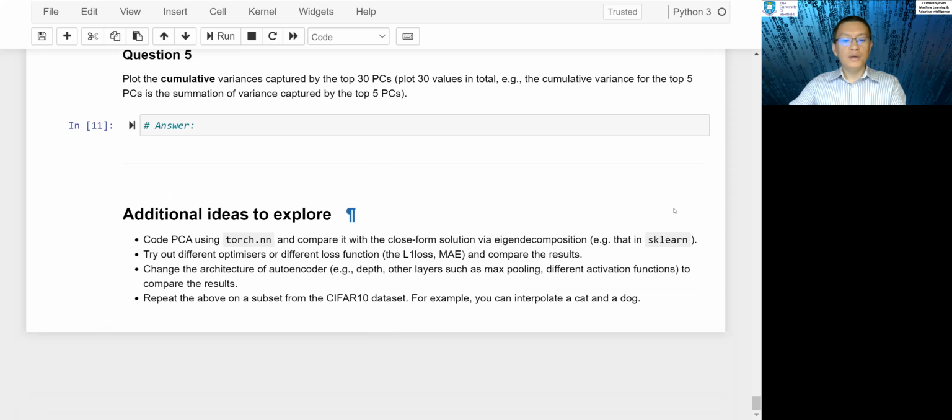Okay, so that's all for the lab, and this finishes our unsupervised learning. In the next week, we will discuss some more advanced models, deep learning neural network models.